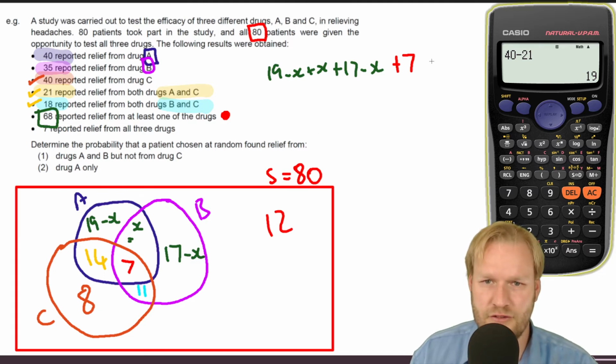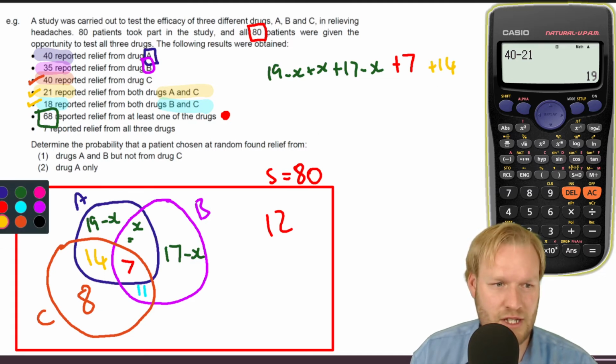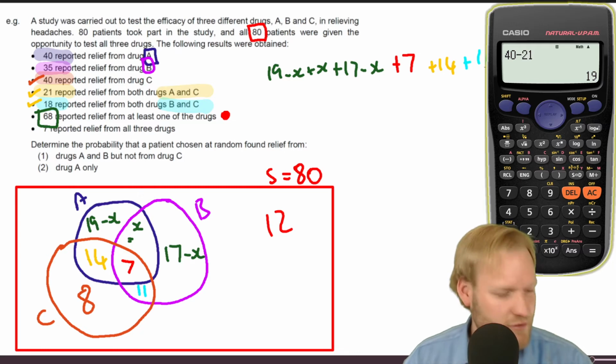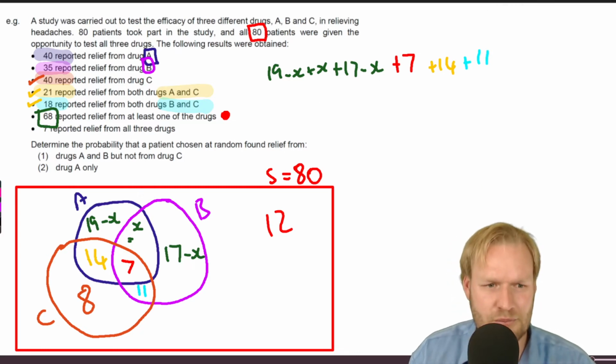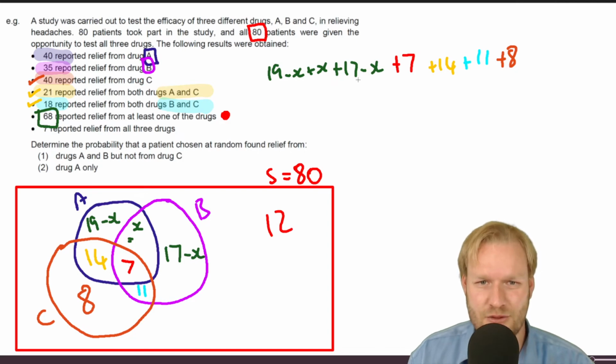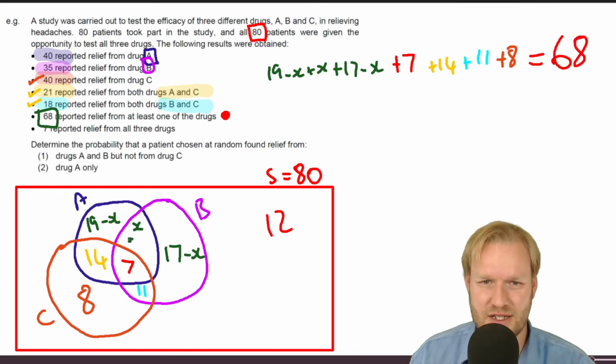We've got the 14 over there. We've got the 11 down there, plus 11. Let's get rid of that. And we've got our 8 over there. Let's just check. 1, 2, 3, 4, 5, 6, 7 things. Did I double up? 19 minus X plus, because that was one thing. So, just checking that we've got everything. And we said if we add all of those things up, we're going to get 68.